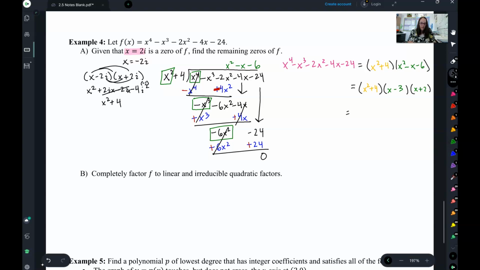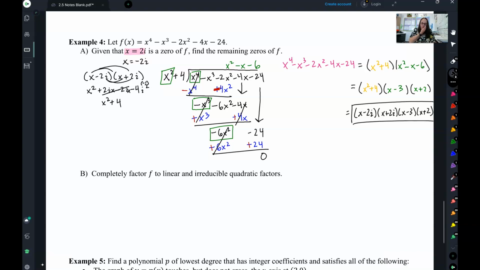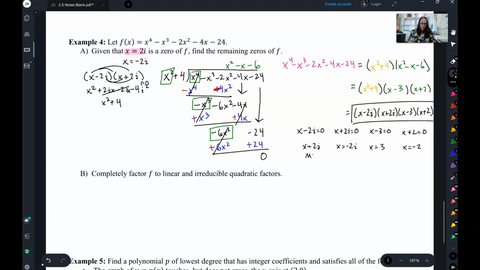And now I can take my irreducible quadratic back to my imaginary ones. And we finally have our fully factored form. So I did my long division, factored that out. Now that I have fully factored form, I can set them each equal to 0 to find my roots. So x equals 2i, x equals negative 2i, x equals 3, and x equals negative 2. They all have a multiplicity of 1.